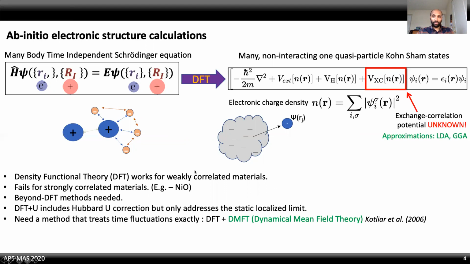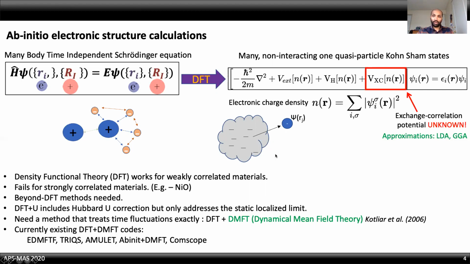So to see a full dynamic picture that treats time fluctuations exactly, we use a method known as Dynamical Mean Field Theory, or DMFT, in addition to density functional theory. And we use the Anderson impurity model here, as seen in the previous slide, to do these calculations. Now, there are already existing DMFT codes, but in the next couple of slides, I want to show what the features of ours are.